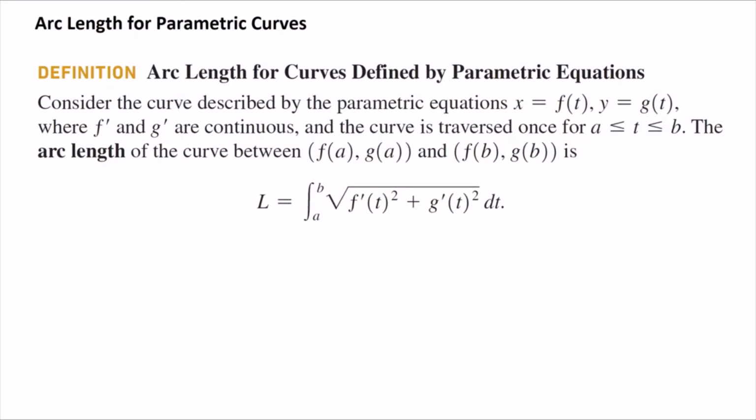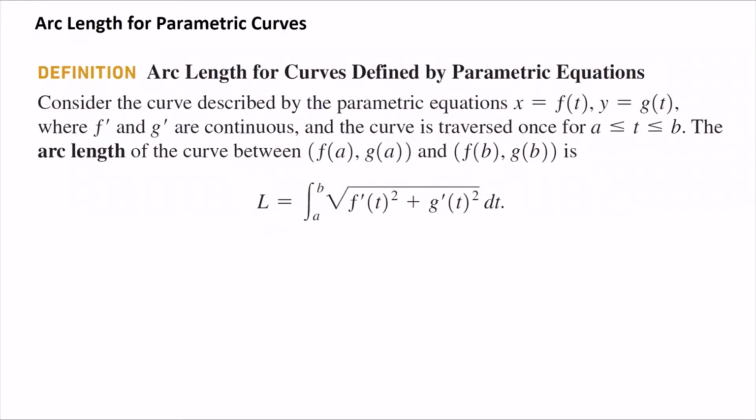The arc length of the curve between the point (f of a, g of a) and the point (f of b, g of b) is given by L equal to the definite integral from a to b of the square root of the quantity f prime of t, quantity squared, plus g prime of t, quantity squared, dt.